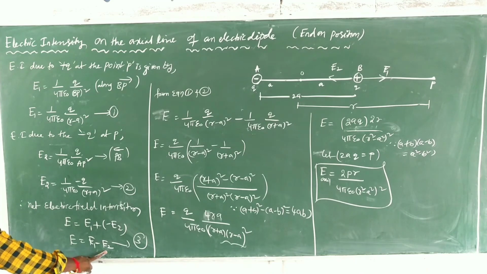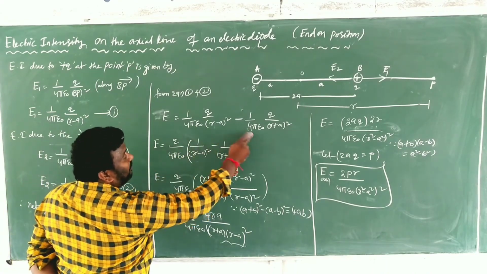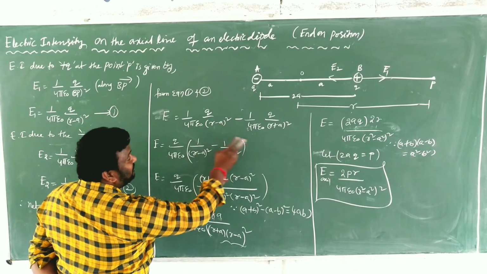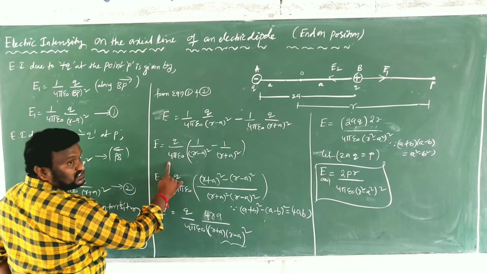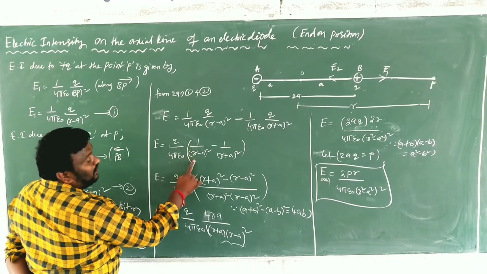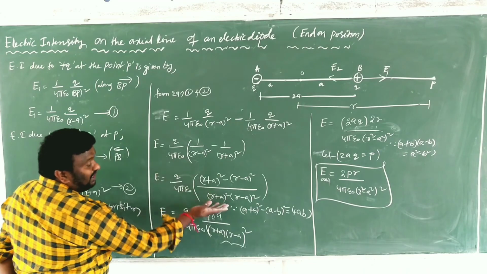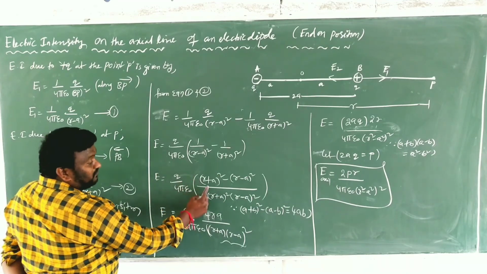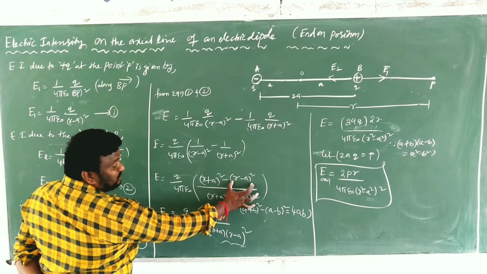Now we have to substitute the E1 value and E2 value in equation number 3. After substitution we have to check whether there is any common factor or not. Yes, a common factor is there, so we take q by 4 pi epsilon naught common. Then we write 1 by (r minus a) whole square minus 1 by (r plus a) whole square. Then we go for the LCM.